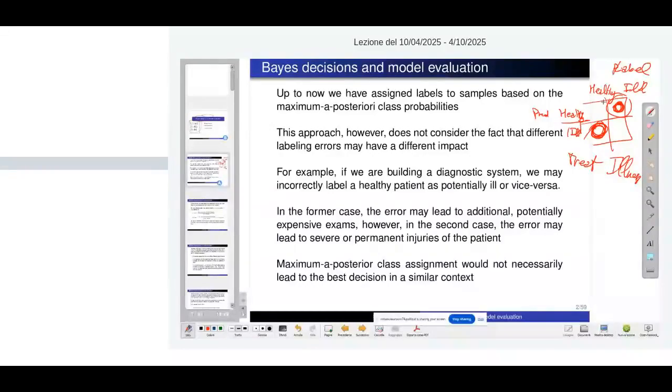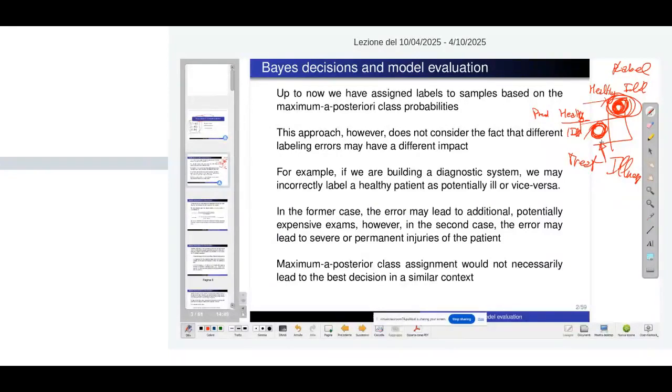Of course, what we would like is to avoid both kinds of errors, but we will see that this is typically not possible. We will still have these errors. We will see that we will be able to trade off these errors. So, for example, it will be possible to decrease the number of ill patients that I don't treat by increasing the number of healthy patients that I treat. For example, trivially, if I treat everybody, I don't have any error of the kind ill patient that is not treated. Of course, all the healthy patients now will be treated.